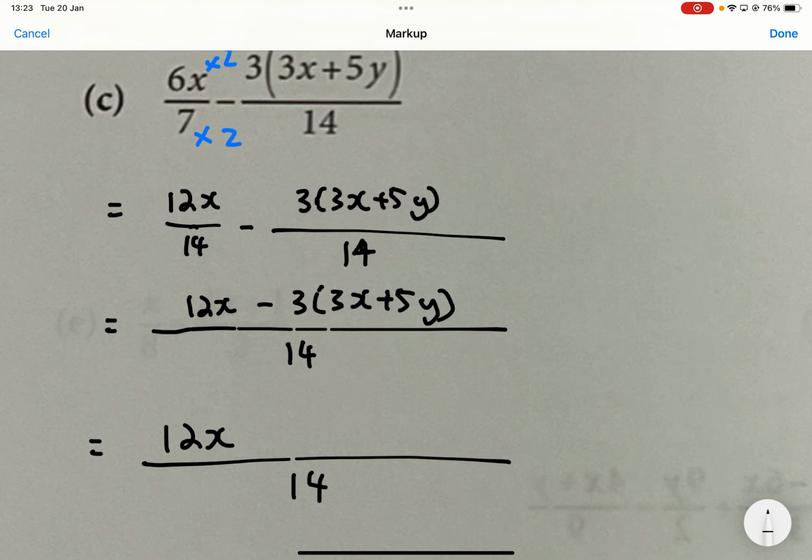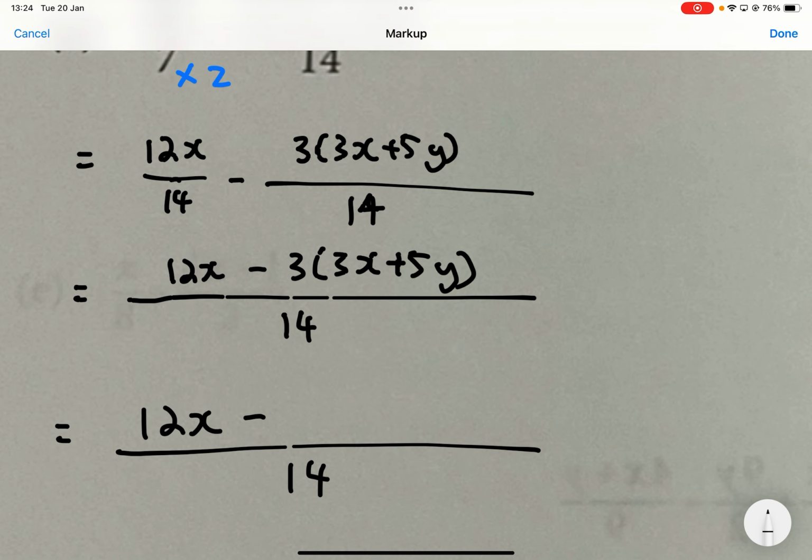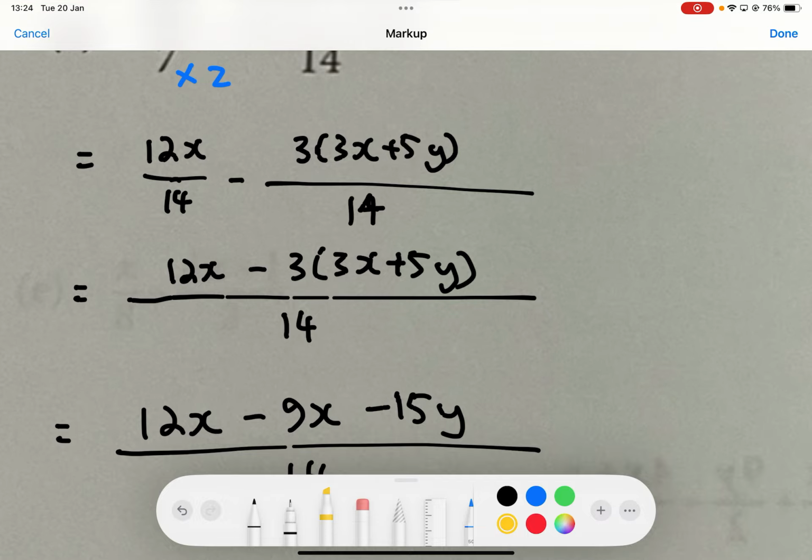You are minusing 3 times 3x. So negative 3, positive 3x, negative 9x. Negative 3, positive 5y, negative 15y. Must remember this sign is going to change.